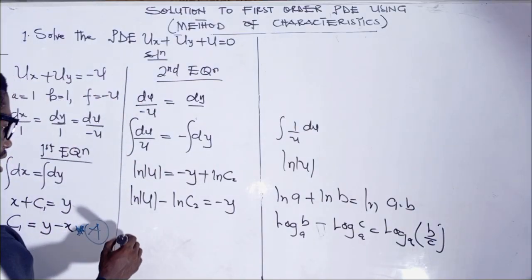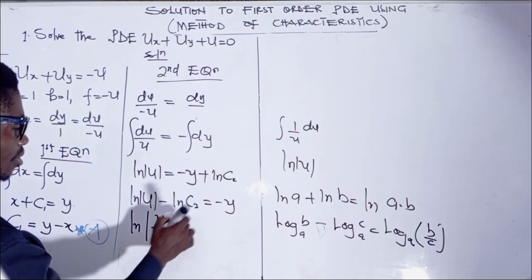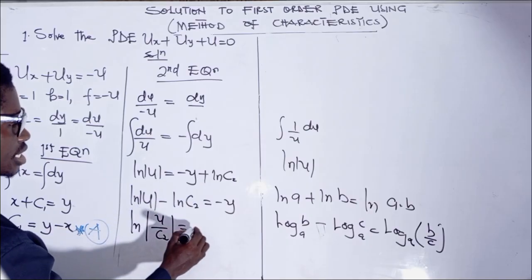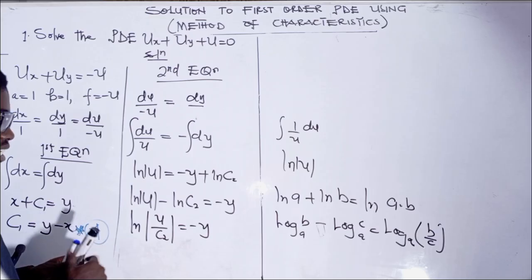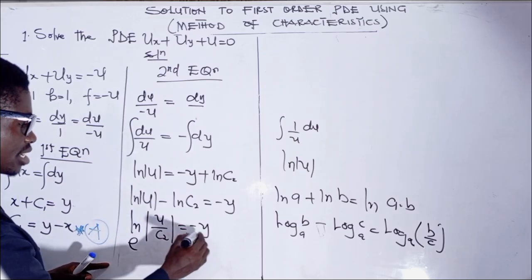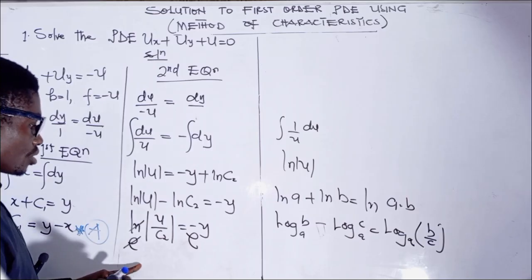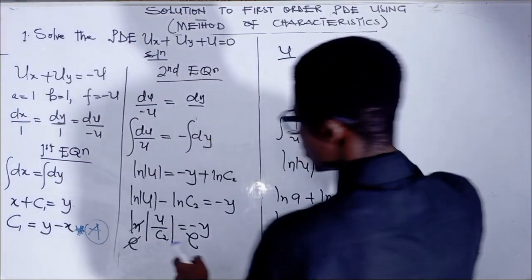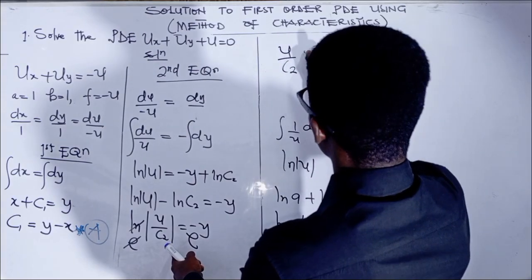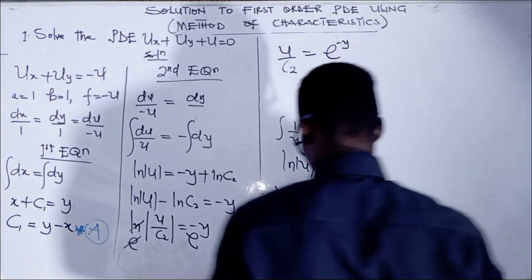Okay, so we are going to have ln of u all over c2 is equal to minus y. Now from here, we can decide to take the Euler on both sides of the equation, so that this will cancel this, and we'll be left with what? u all over c2 is equal to e exponent negative y.